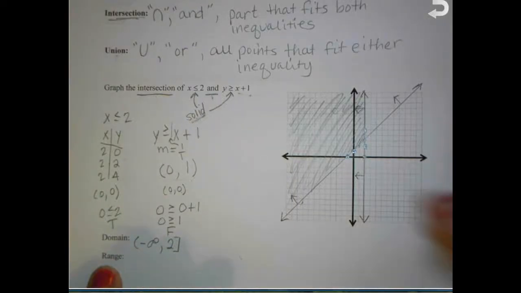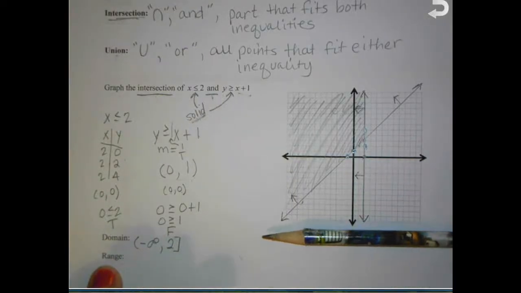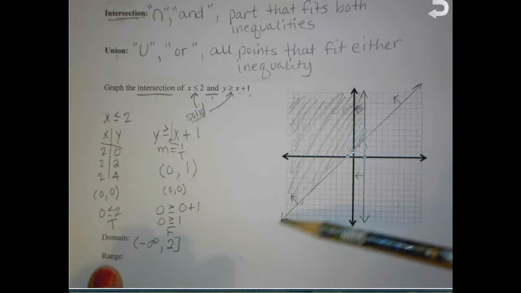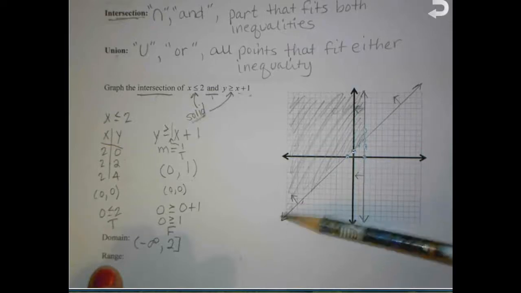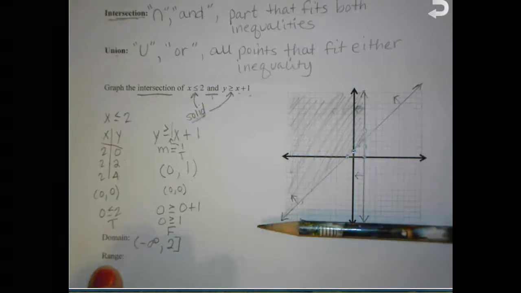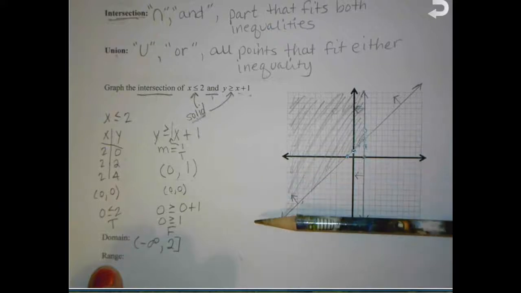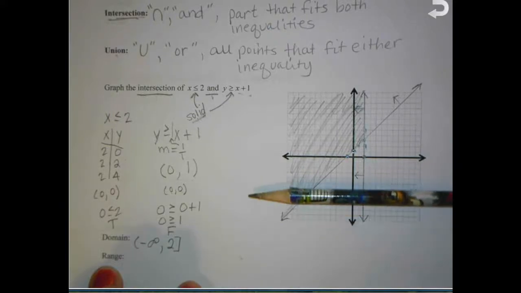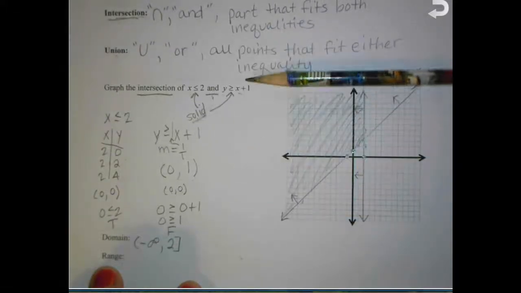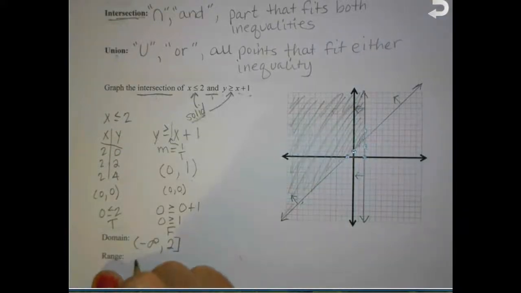Now for the range, I'm coming from negative infinity, and I can see in the y direction that there are points over here, and if I go far enough to the left, I'll eventually hit points that are included all the way up to positive infinity. So the range in this case is all real numbers.